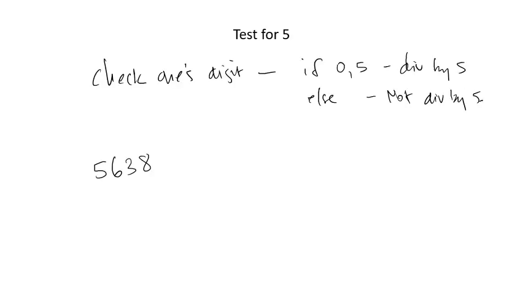So now we have our test for 5. Same sort of deal. We're going to check the ones digit. If it's a 0 or a 5, then we know it's divisible by 5. Everything else we know it's not divisible by 5.